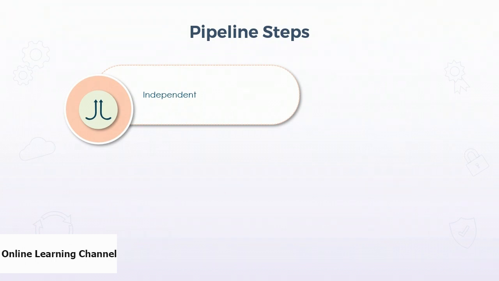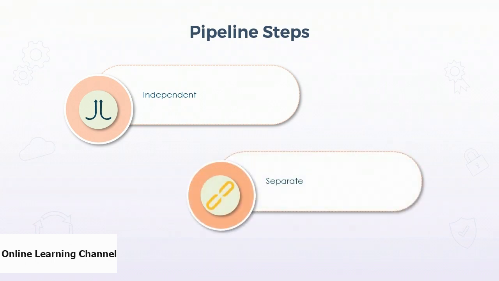But a key aspect of pipeline steps is that they're separate. They aren't dependent on other steps. Now, they accept inputs, and those inputs might come from other steps, but that doesn't make them dependent. That input can come from anywhere, even manually. A step takes an input, does its thing, and then sends out an output. That's it.